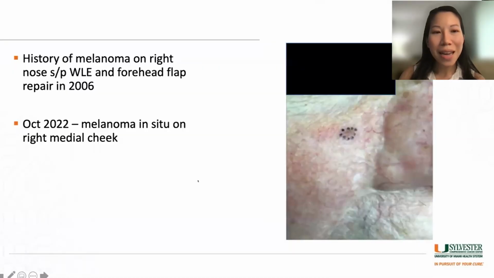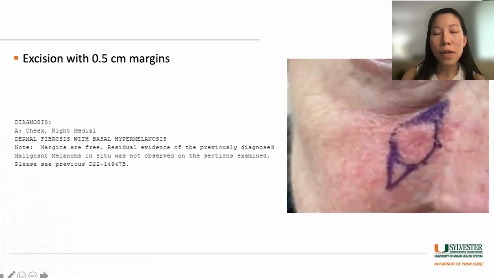So I want to close now with a case of mine, showing the pitfalls of regular excision on the face. This is a patient of mine who had a remote history of another melanoma on the nose back in 2006. When I first met her about 3 years ago, she was diagnosed with a separate melanoma in situ on the right cheek, highlighted here. This was at a time when I was not doing MOHS with melanoma stains yet in the office.